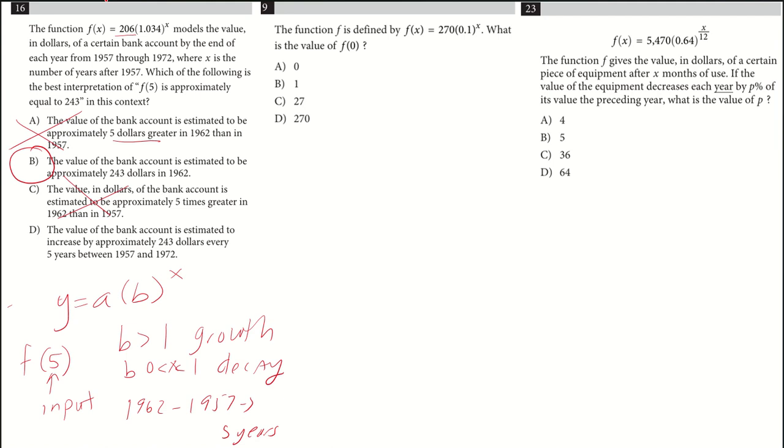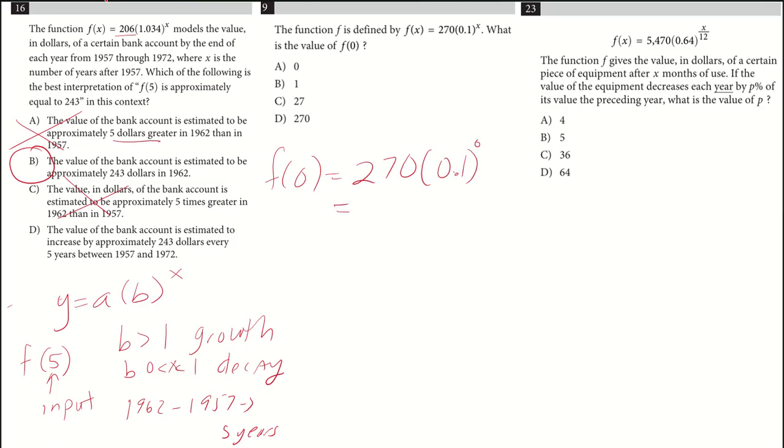The next one we have to actually calculate. The function f is defined by f of x equals 270 times 0.1 to the x power. What is the value of f of 0? So we know that 0 here is our x, that's our input. So we know we have to input 0 wherever we see x. So we're going to go ahead and do that.